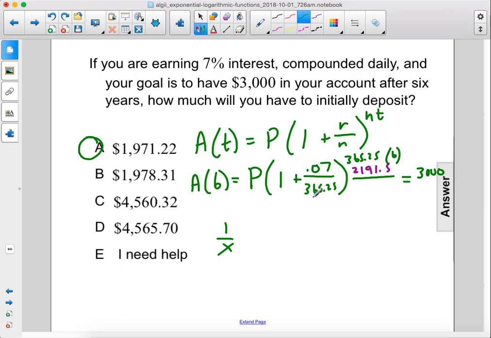You don't want to round any numbers before the very end, because when you're dealing with problems like this, very small values can make a huge difference in the end, so you can't round prematurely. So this is a good strategy to not have to round off any numbers. The answer is A.